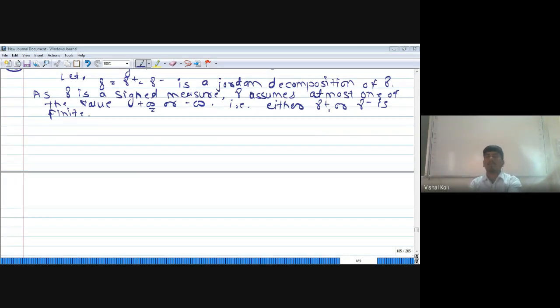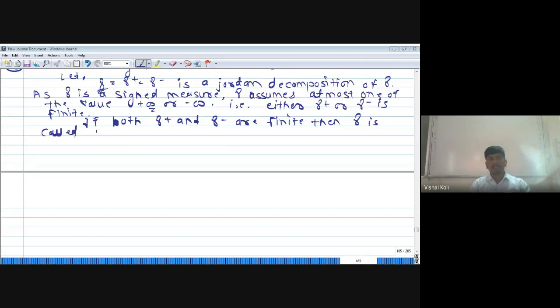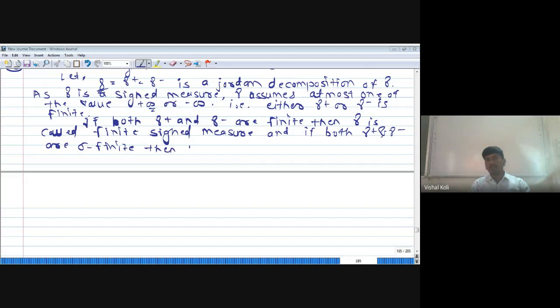Okay, if both gamma plus and gamma minus are finite, then the corresponding signed measure gamma is called a finite signed measure, and if both gamma plus and gamma minus are sigma finite measures, then gamma is called a sigma finite signed measure.